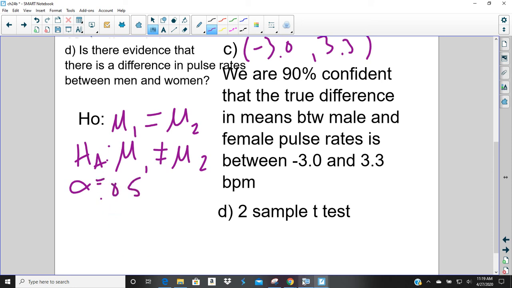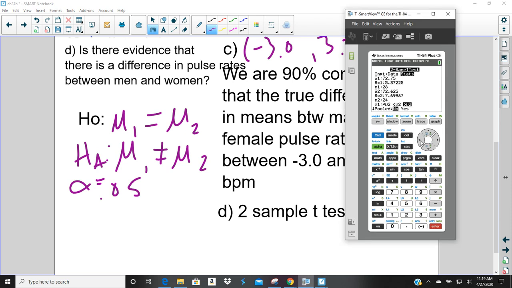So now let's do the math. I'm looking for not equal to, because it's saying, is there a difference? It's not saying greater than or less than. This is kind of interesting because, for example, babies have really high pulse rates. Birds have really high pulse rates. So in that case, you want to know, is a baby's pulse rate higher than a 5-year-old's, or is an 80-year-old's pulse rate different than my pulse rate, for instance? That would be greater than or something like that.